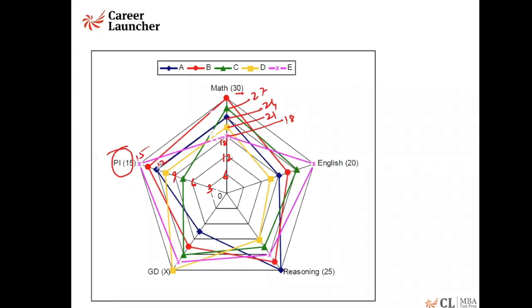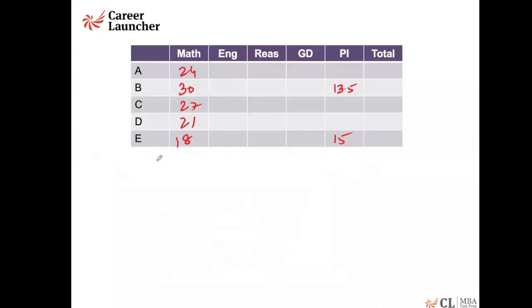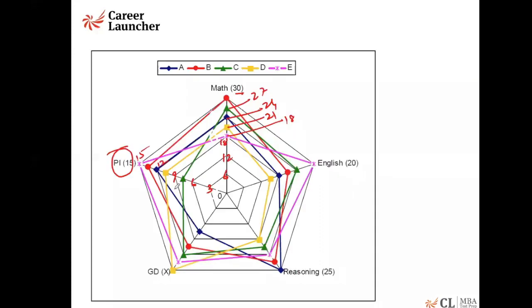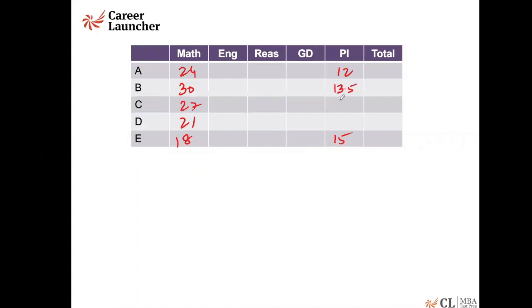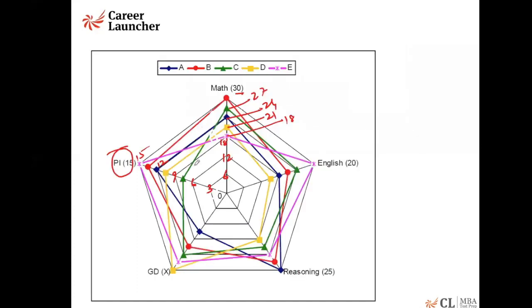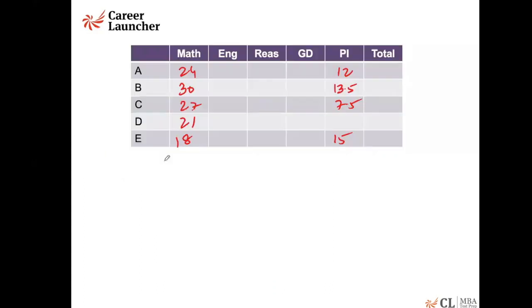You have blue is A, which is exactly 12. And what is green? Green is C, which is between 6 and 9. This will be 7.5. Green is 7.5. Am I right? Green is 7.5. And lastly, we have a yellow between 9 and 12, which is 10.5.